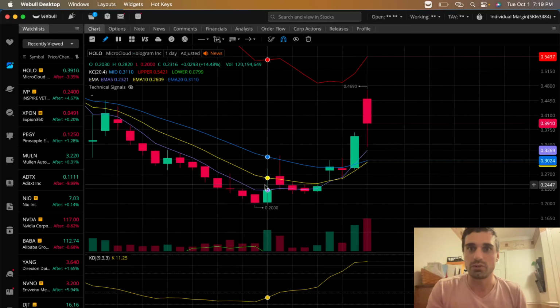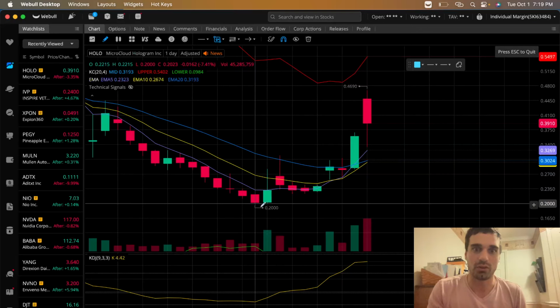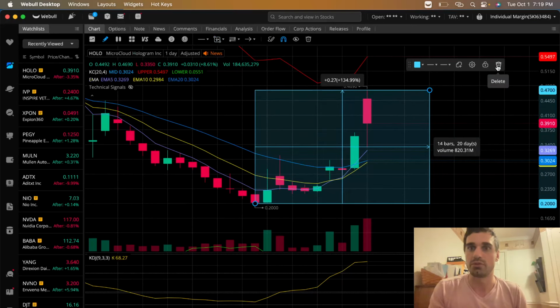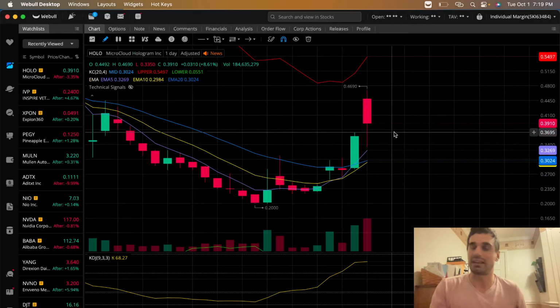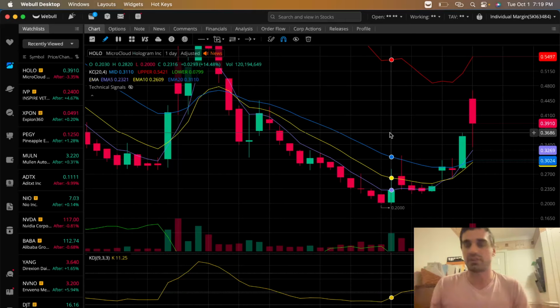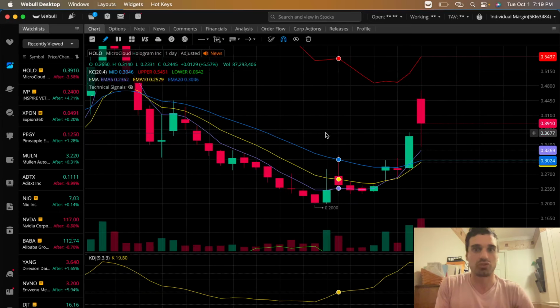This thing had a decent room, 20 cents all the way up to 46. This is a 134% move from the lows. Pretty decent. I tell all my Discord members, when you watch my videos, 10 to 20% gains add up fast. Always take that. Anything else above that is a cherry on the ice cream and just trail a stop.